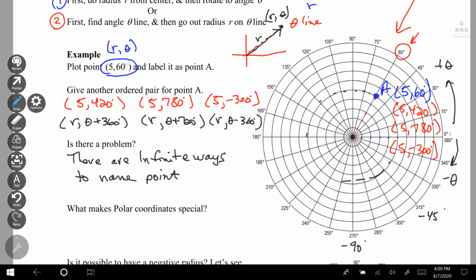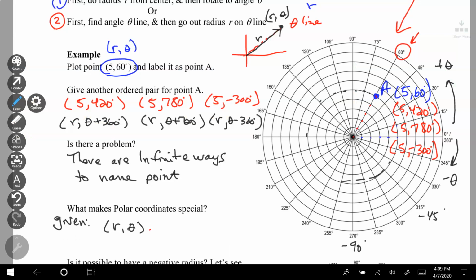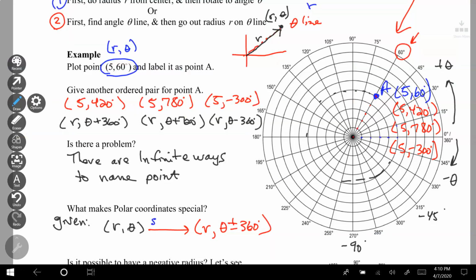That could be a problem. So what makes polar coordinates special? Well, I give you any r comma theta. What can I do to that r comma theta? Well, I could take the r and do theta plus or minus 360 degrees, and it will give me a theta that is in the same location as before, because adding or subtracting 360 is a full circle. You've changed the number of the angle, but you haven't changed the location.